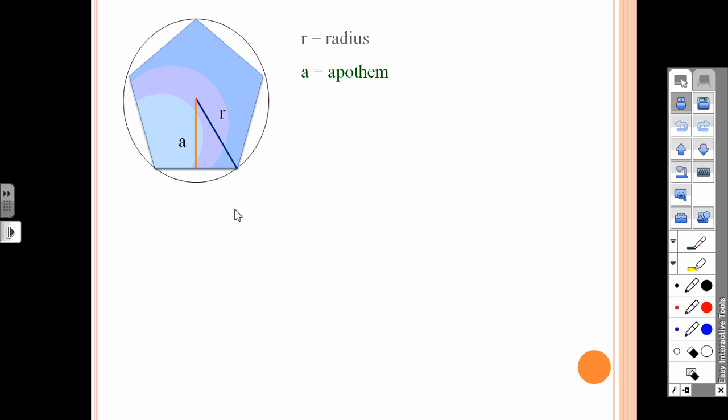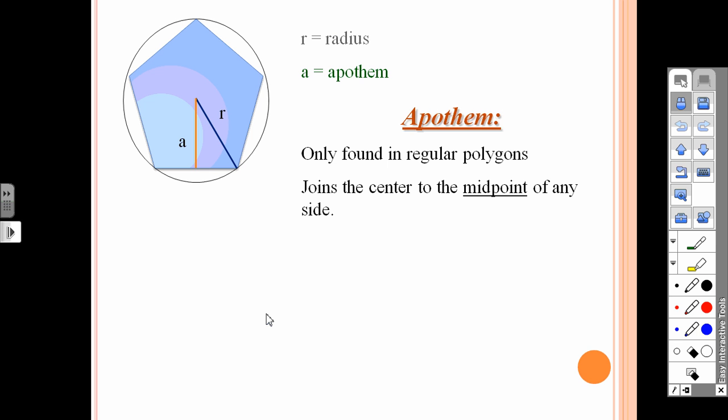Okay. Now if you think back to chapter 10, this segment, which if we extended it all the way to the edge of the circle there, would be the radius, and it is intersecting the chord, and it's bisecting the chord. That means it's going to be perpendicular to the chord as well. So what do we know about an apothem? Well, you only find these things in regular polygons. It joins the center to the midpoint of each side, or any side. So in this case, I can draw 5 apothems if I really wanted to. I only need 1, but I could.